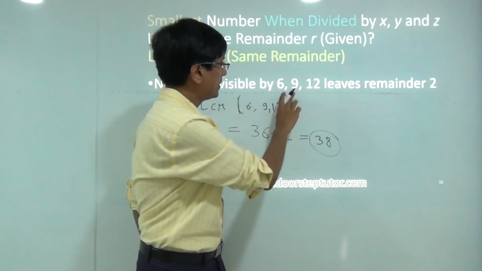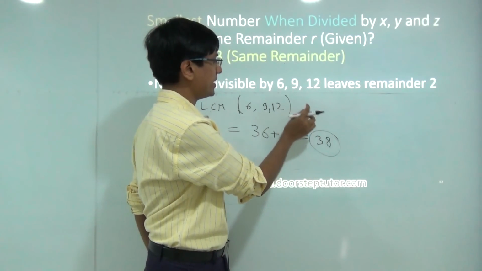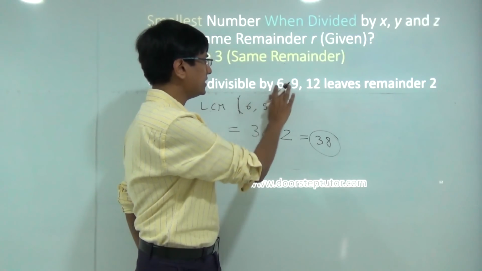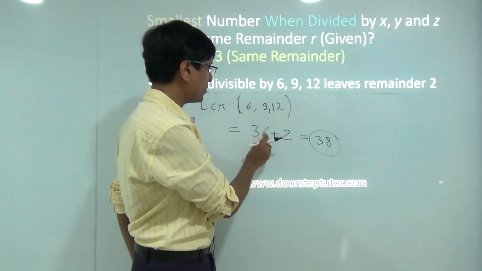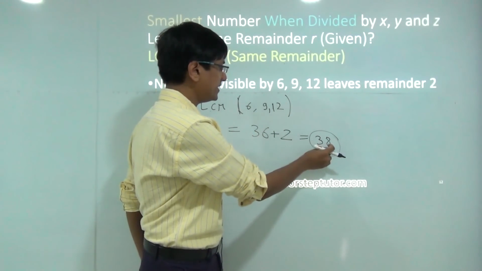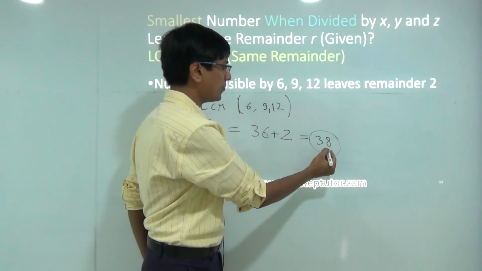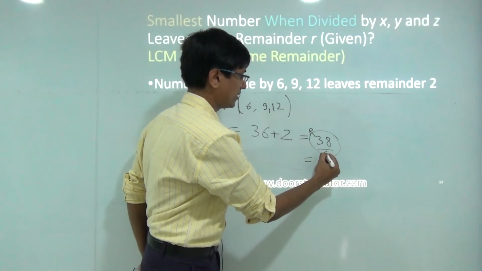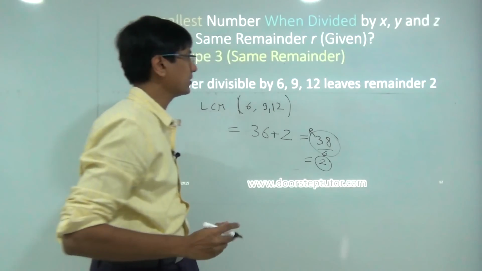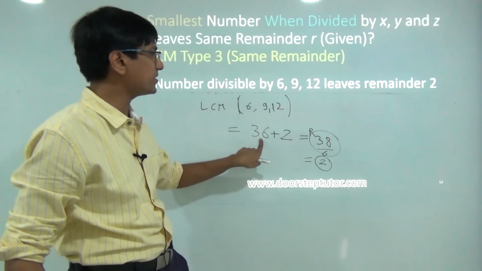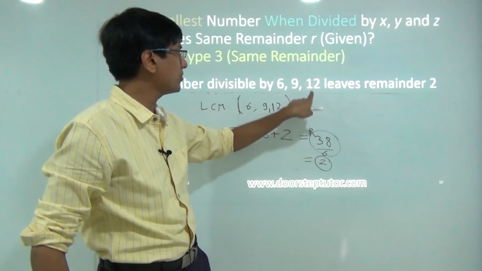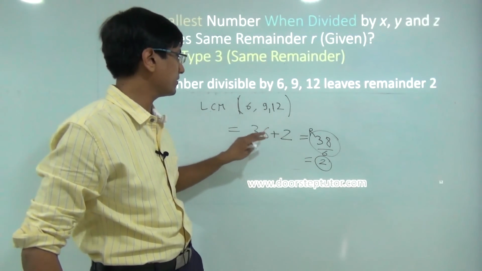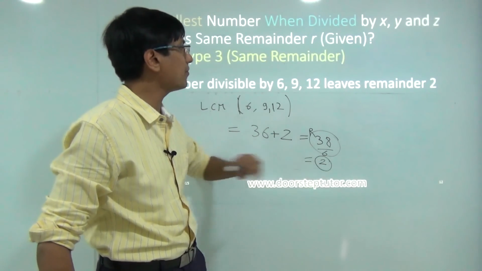Let's think. If I divide 38 by 6, 36 is fully divisible. Till 36, my number is fully divisible, I know because 36 is the LCM. What am I left with? I am left with the remainder of 2. Similarly, 9 till 36 is fully divisible, I will be left with remainder 2. Similarly for 12, if I divide 38 by 12, till 36 I am fully divisible and I am left with a remainder of 2.